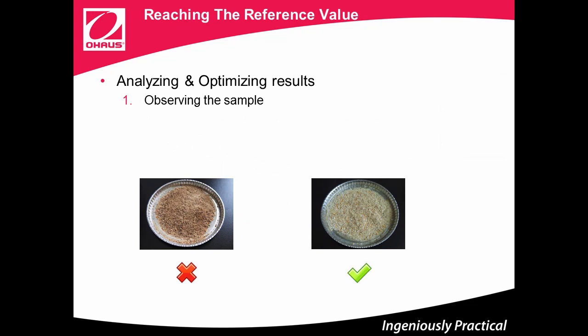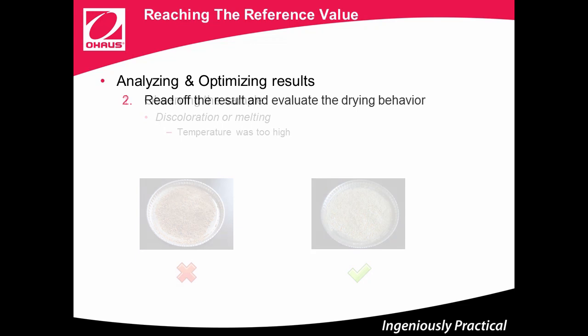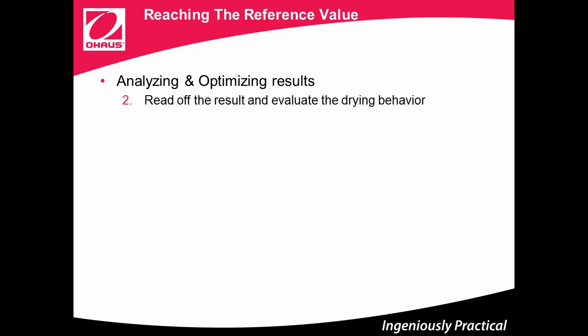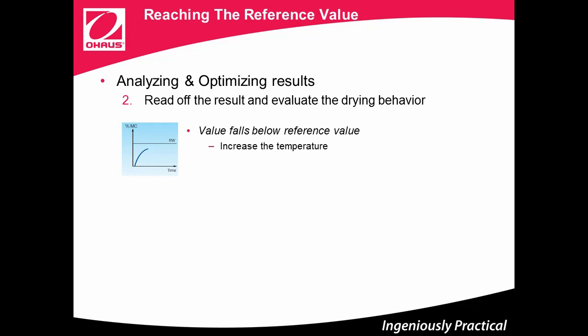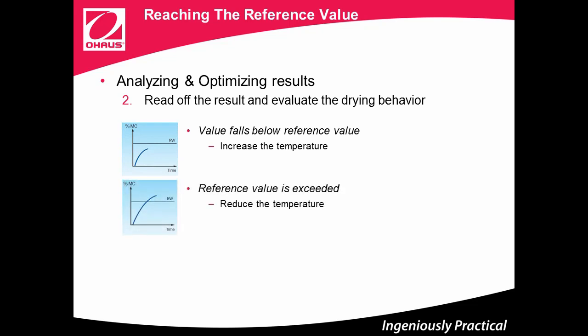Analyzing and optimizing results. Analyze drying results by observing the sample. Severe discoloration or melting indicates that the selected temperature was too high. Analysis of drying results by evaluating results and drying behavior. If the value falls below reference value, increase the temperature. If the reference value is exceeded, reduce the temperature.